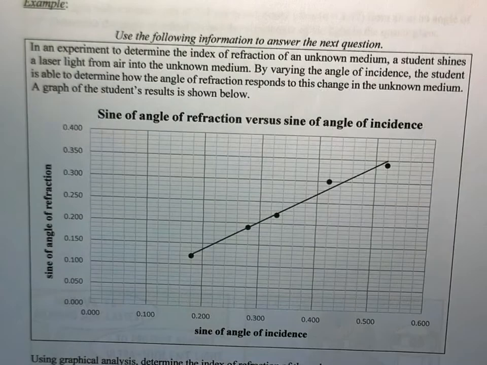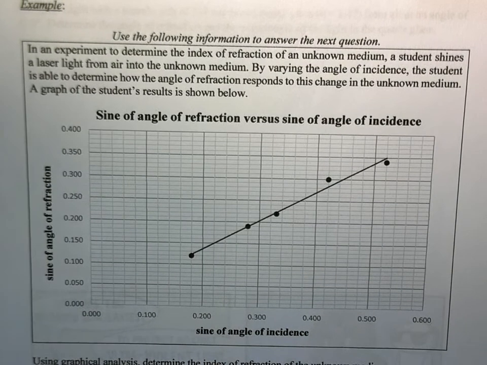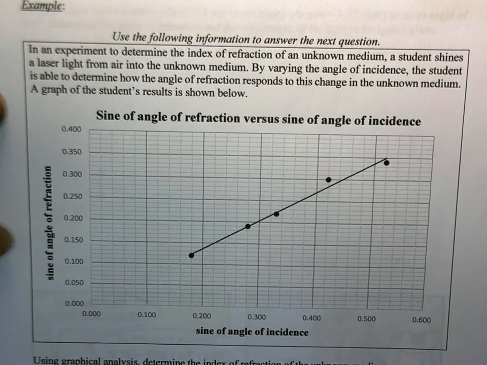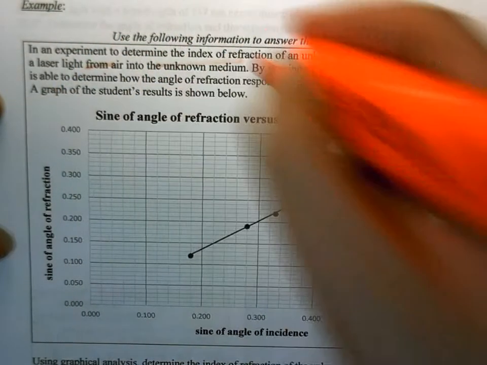So let's look at Snell's law in a bit more detail. As always, we like to introduce these graphical questions because these always come up on the diploma exam. They kind of help to compensate for the fact that you're not really able to do a lab or a lot of lab-based stuff on the exam. So let's look at what's going on. In an experiment to find the index of refraction of an unknown medium, a student is going to shine a laser light from air into an unknown medium.